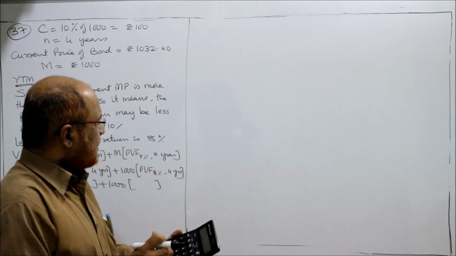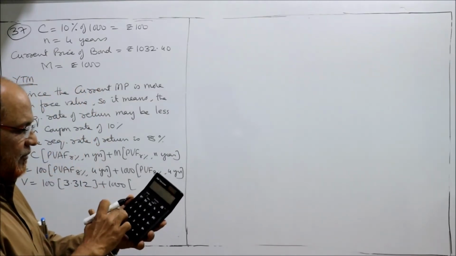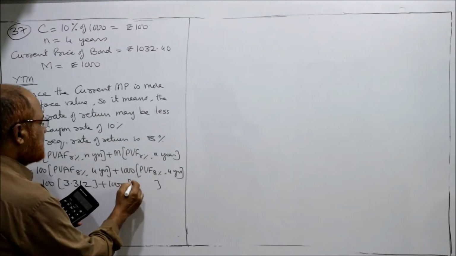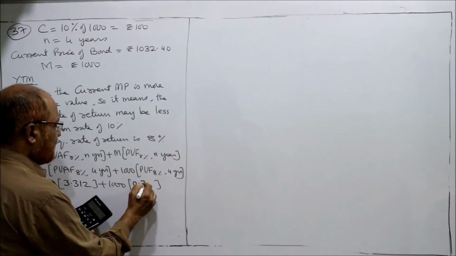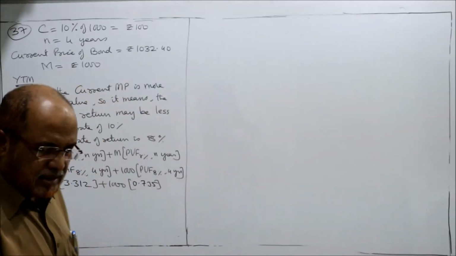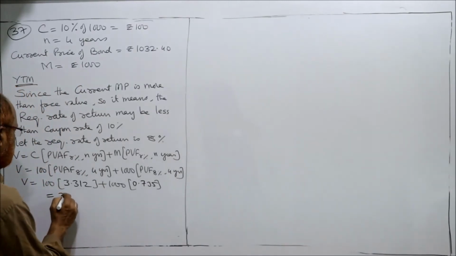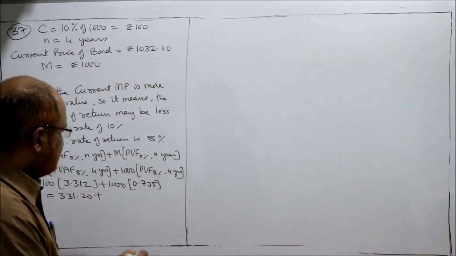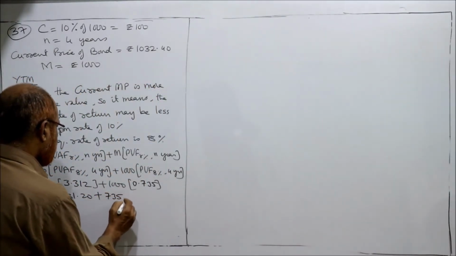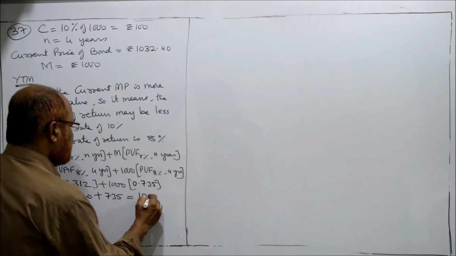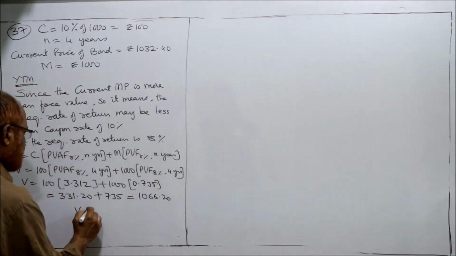Similarly, for 8%, 1 divided by 1.08 four times gives 0.735. So we got the PV factors. Now we multiply. 331.20 plus 735 is equal to 1066.2. So V is equal to 1066.20.